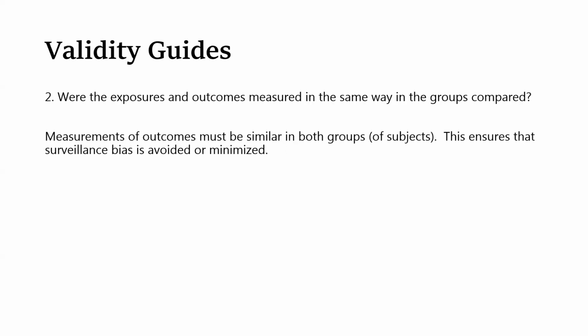The second validity guide is, were the exposures and outcomes measured in the same way in the groups compared? Measurements of outcomes must be similar in both groups of subjects. This ensures that surveillance bias is avoided or minimized. Surveillance bias happens when physicians who are concerned about a possible risk search more diligently and detect disease that might otherwise go unnoticed. Ideally, the outcome should be a very objective outcome that is less likely to be influenced by the knowledge of whether or not there is exposure.